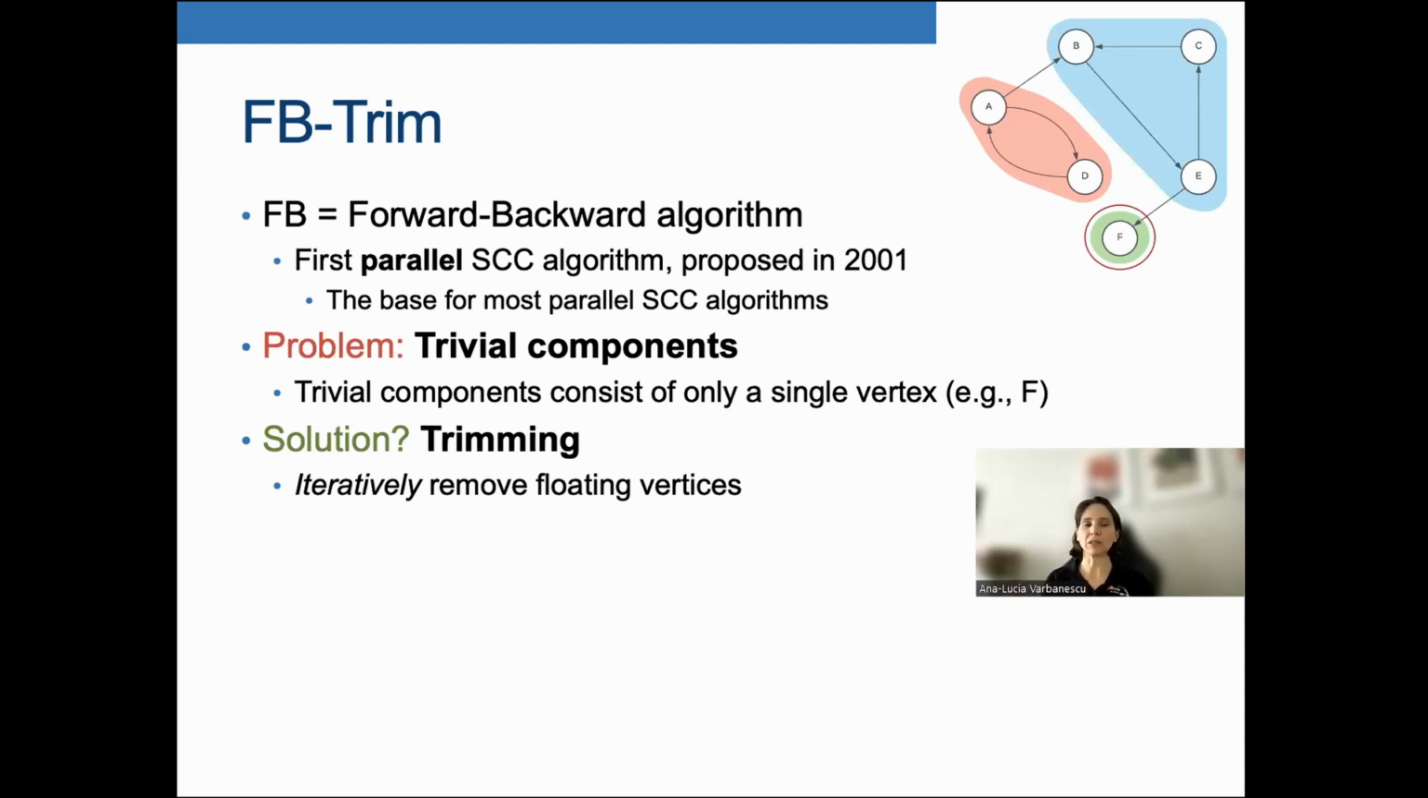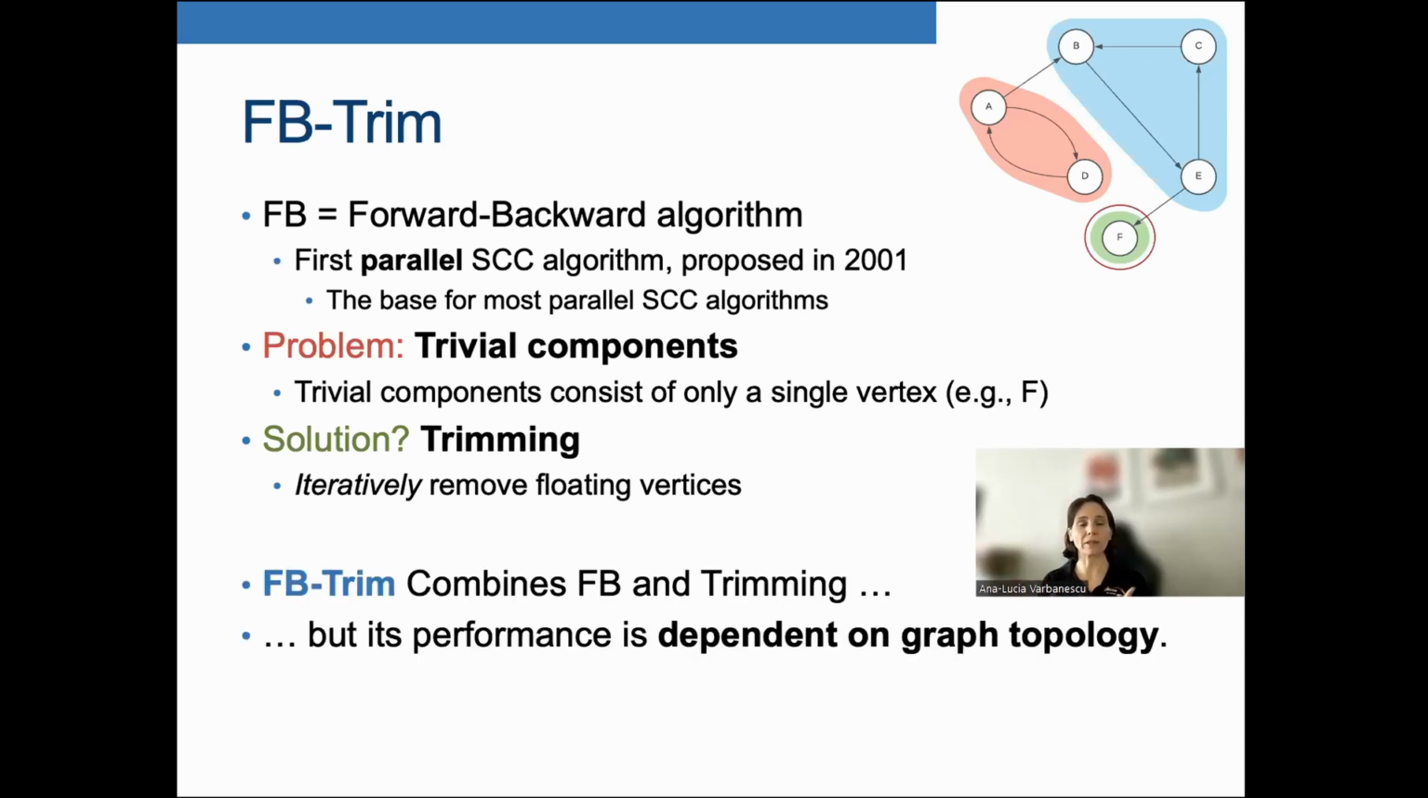Of course, the problem is the mix of the two things, this forward-backward algorithm with trimming, is significantly impacted by the graph topology. So depending on different graph topologies would lead to better or worse success of the trimming algorithm, to the point where the trimming itself can become overhead. So actually adding trimming to graphs that have very few trivial components is something that will give you performance degradation rather than performance improvement.